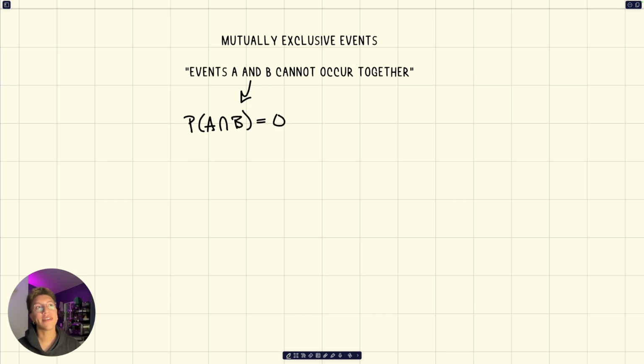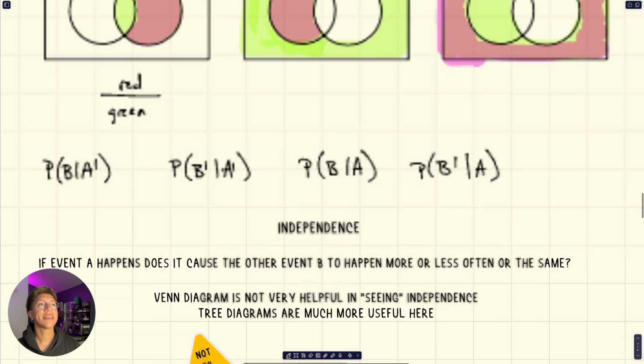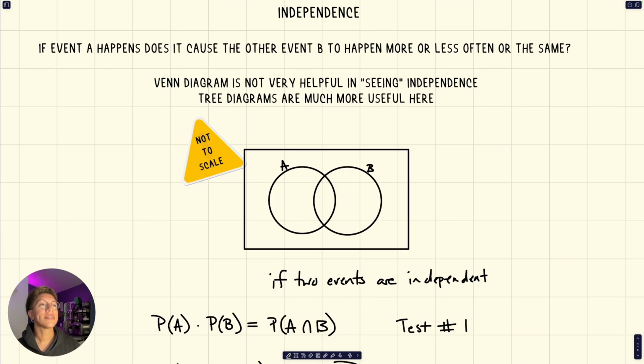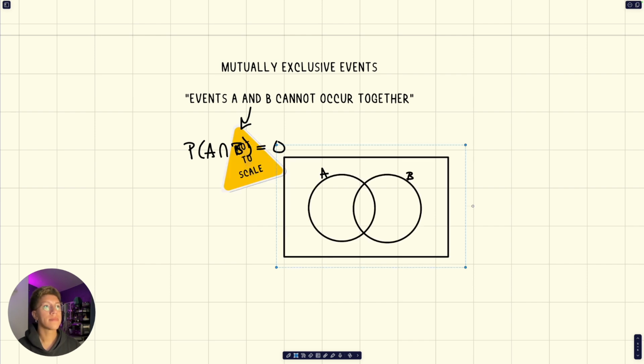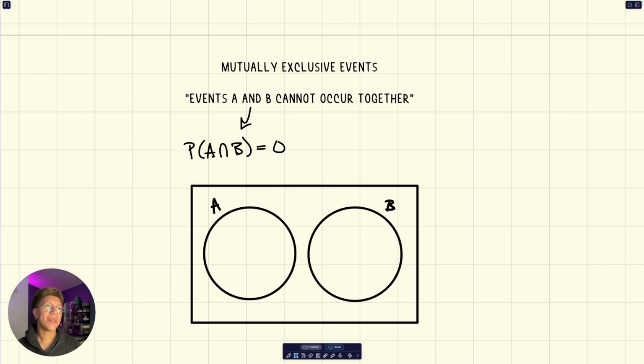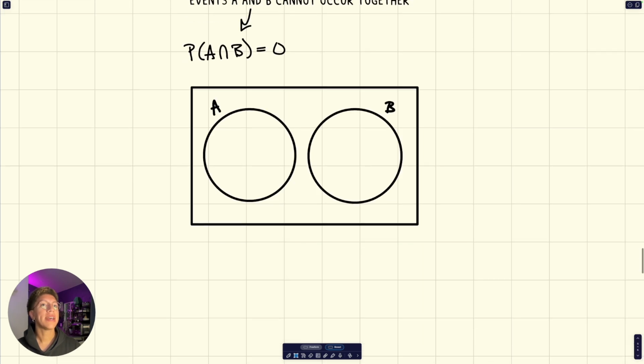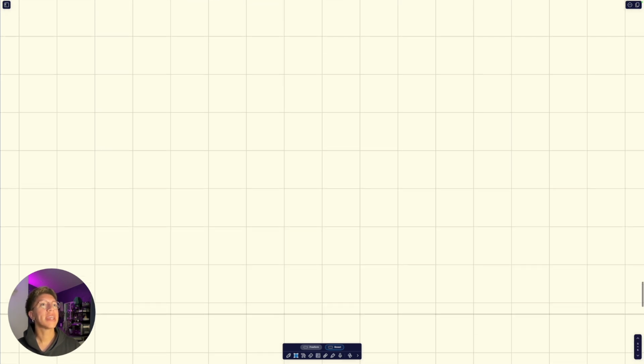They can't occur together. And so visually, that's really easy to spot in a Venn diagram because these two circles, let's copy this, are going to have 0 overlap. So this is a case where we have mutually exclusive events. A and B cannot occur together because their intersection is 0. We're going to move into the practice question, and let's get that onto a new page.